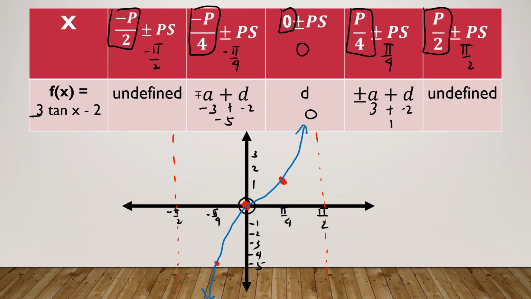And then this one. So that will be the graph of the given trigonometric function f of x is equal to 3 tan x minus 2.